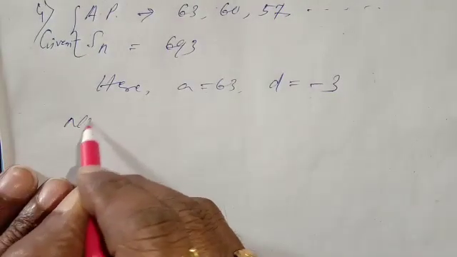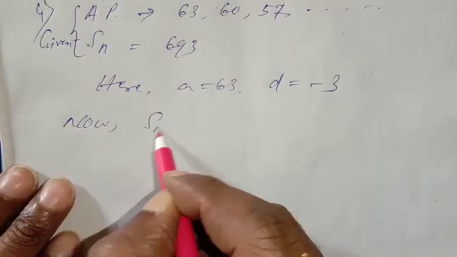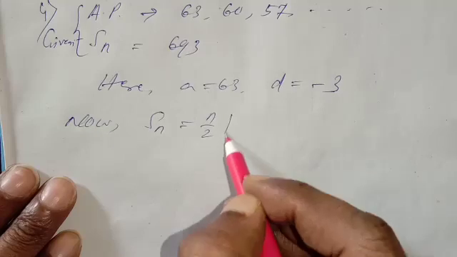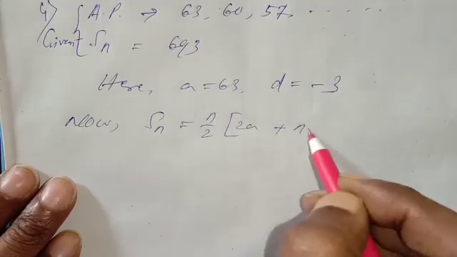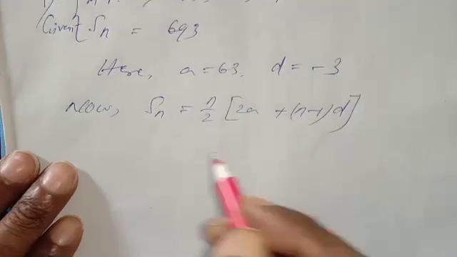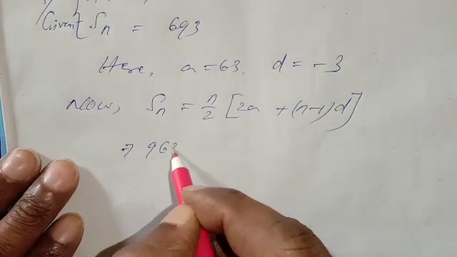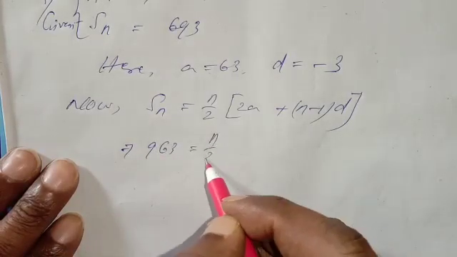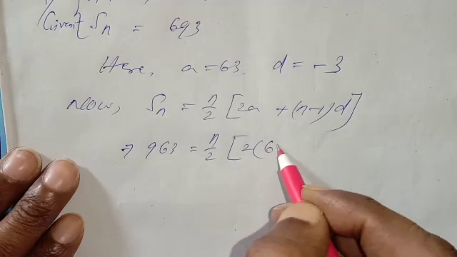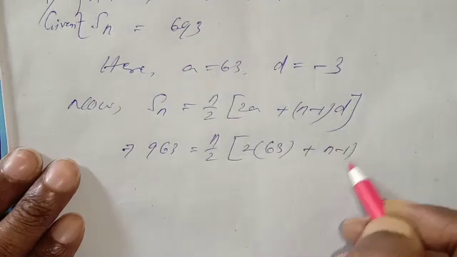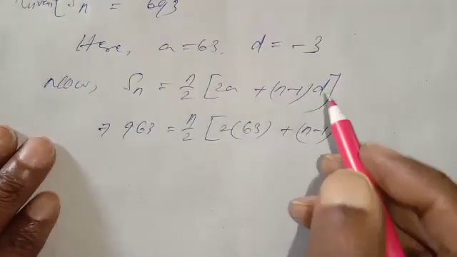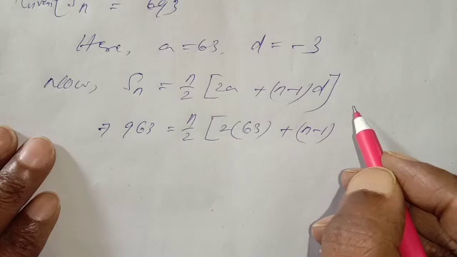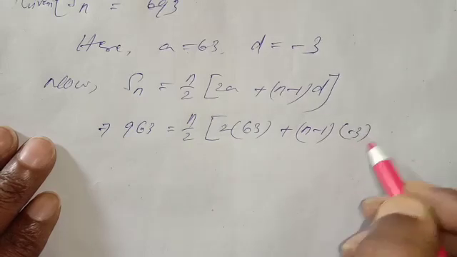Now you have to apply the Sn formula. The Sn formula is n by 2 into 2a plus n minus 1 d. Now Sn is equal to 693, which is equal to n by 2 into 2a, where a is 63, plus n minus 1. You have to find n. D is equal to minus 3.